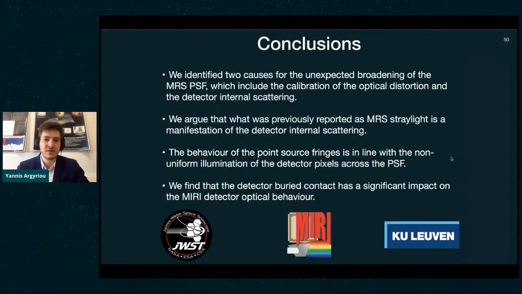So with that, I would like to conclude this presentation. My conclusions for this part were that we identified two causes for the unexpected broadening of the MRS PSF, which include the calibration of the optical distortion and the detector internal scattering. Secondly, we argue that what was previously reported as MRS stray light is a manifestation of detector internal scattering. Thirdly, the behavior of the point source fringes is found to be in line with the non-uniform illumination of the detector pixels across the PSF, something which was not considered before. And fourthly, we find that the detector buried contact has a significant impact on the MIRI detector optical behavior.